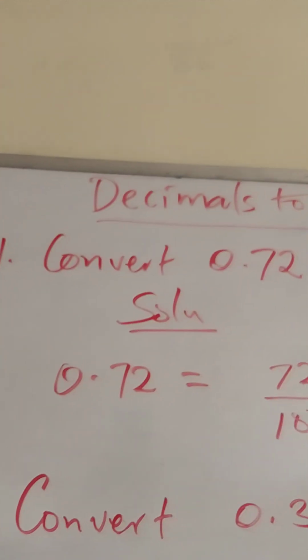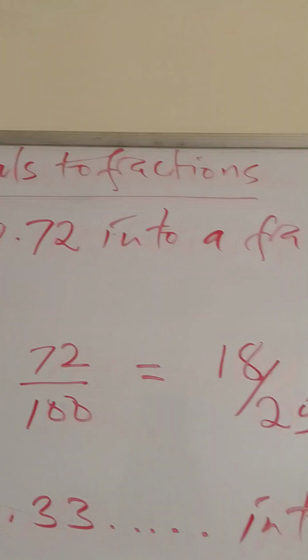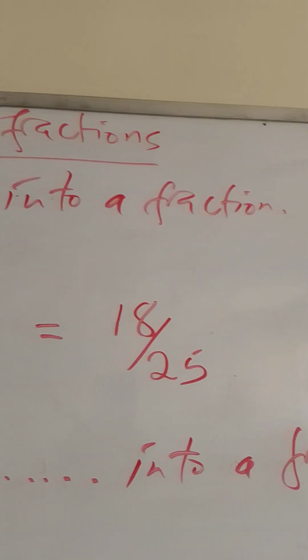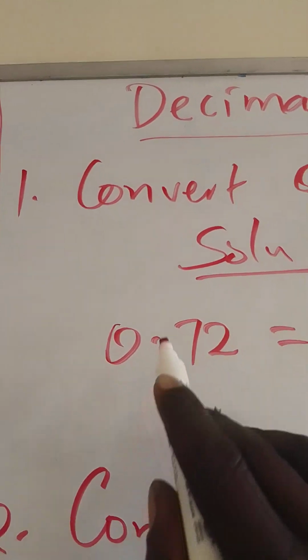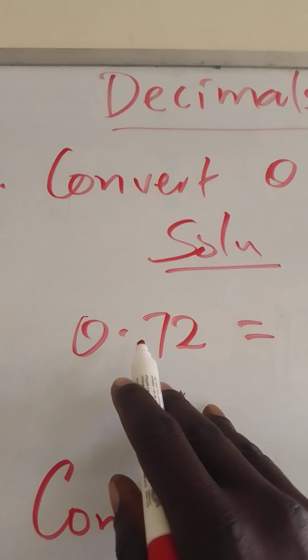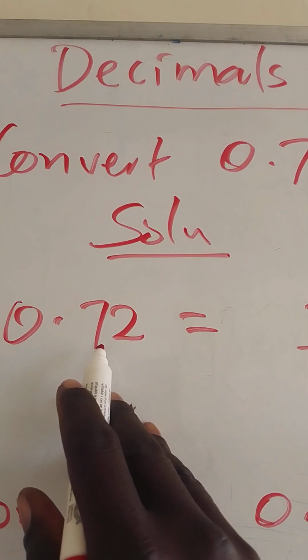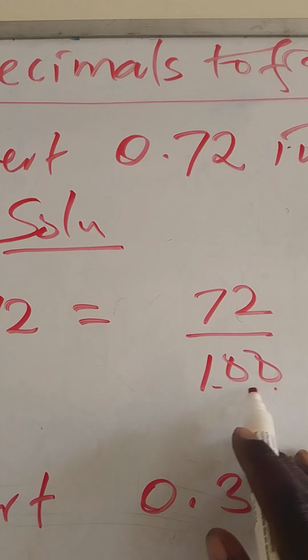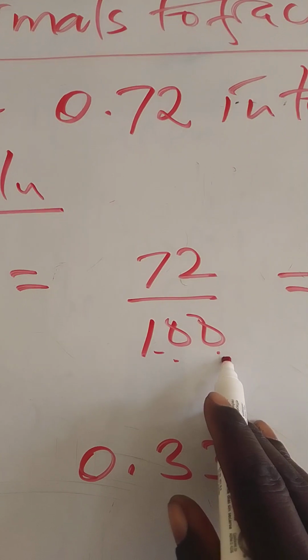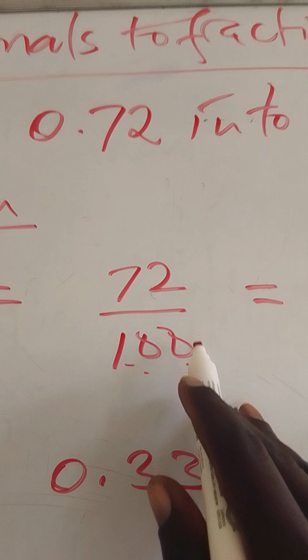So when we look at conversion of decimals into fractions, first of all, let us look at this example. Convert 0.72 into a fraction. And as solution, what you do, count the number of decimal places that you have. For example, in this case, we have 2 decimal places. And you divide by 100 because of the 2 decimal places, so we use 2 zeros. So 0.72 into a fraction becomes 72 over 100.